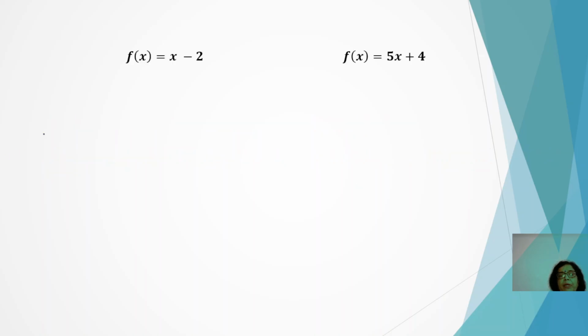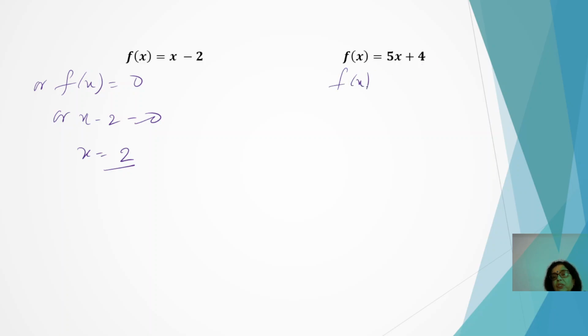So let's take an example. Supposing I have this polynomial f(x) equal to x minus 2, a function in x. If f(x) has to become equal to 0, then x minus 2 must be equal to 0. So x is equal to 2. So 2 is the zero of this polynomial. 2 will reduce the complete polynomial to 0. Now if f(x) is 5x plus 4, that means if f(x) has to reduce to 0, then 5x plus 4 must be equal to 0. So x is equal to minus 4 upon 5. So this is the zero of this polynomial.